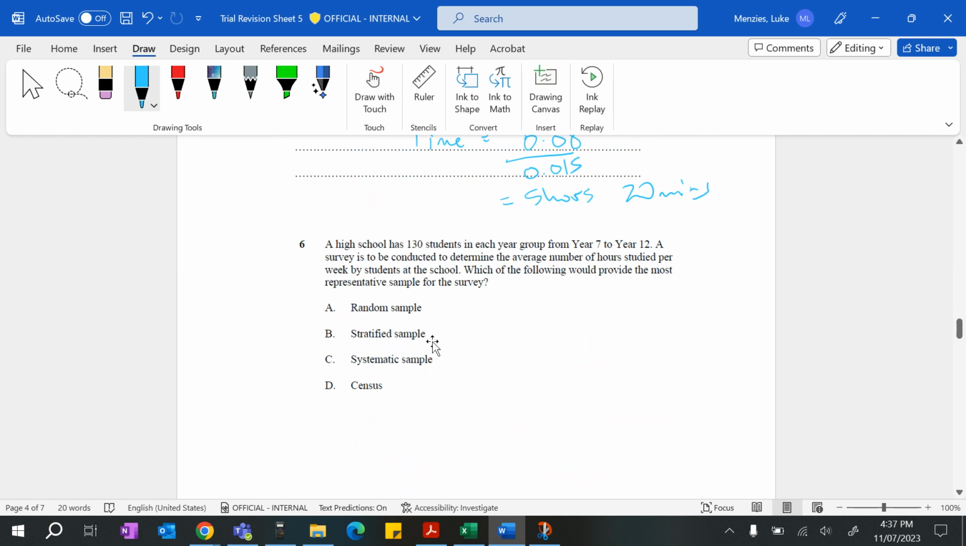Question 6. So here we go. First of my multiple choice. Our high school has 130 students in each year group from year 7 to year 12. A survey can be conducted to determine the number of hours studied per week by students. Which of the following would provide the most representative sample for the survey?